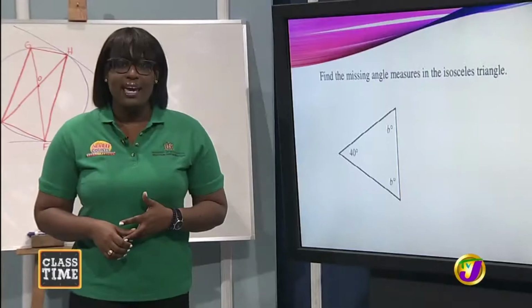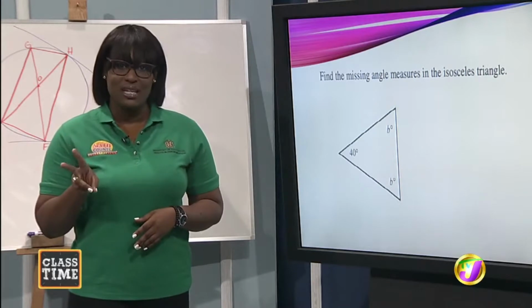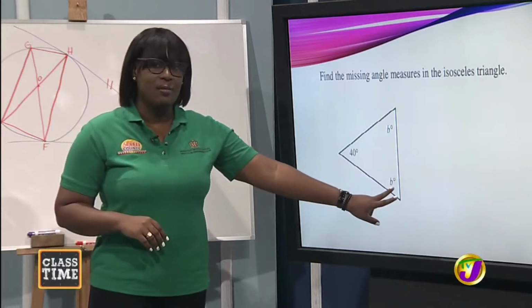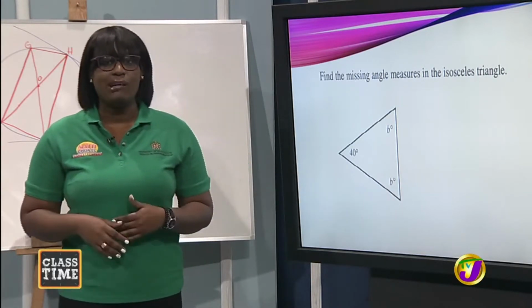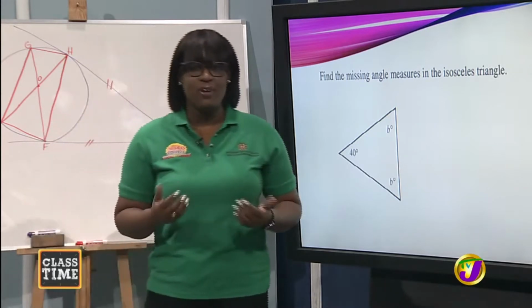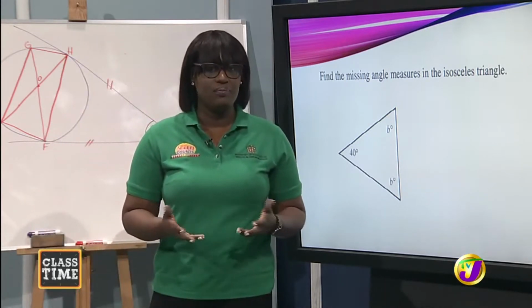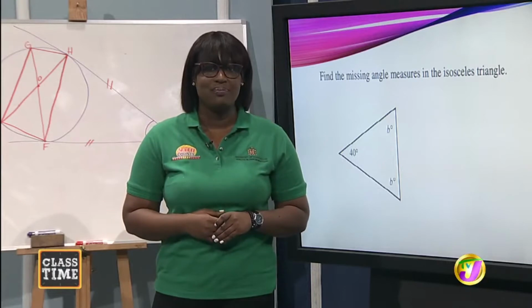140 degrees. Okay, and now we know that we have 2b. So we have two angles that are missing. So we're going to now divide 140 by 2. So that would give us what?